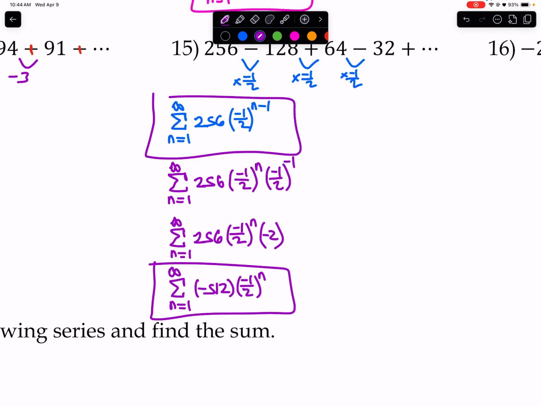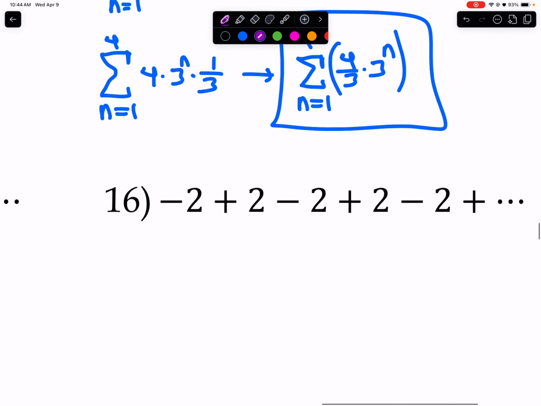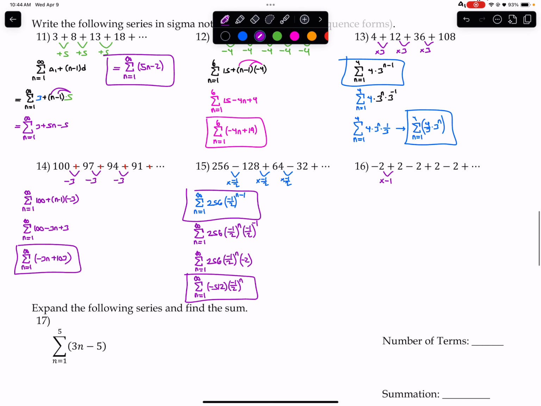So either one of these would be acceptable. So 16 is going to follow number 15 very closely. The only difference here is that once again we're alternating signs, but the value is staying the same. So you're just going to multiply by negative 1. That's really the only other difference I wanted to point out.